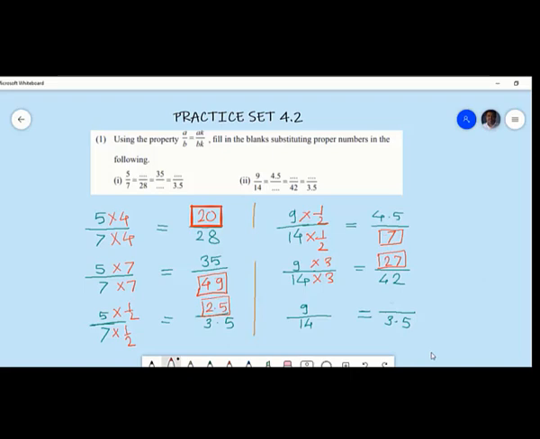Then 9 upon 14 is equal to dash dash upon 3.5. Which number is multiplied by 14 to get 3.5? 3.5 double is 7 and also next time 7. So 1 upon 4. 14 into 1 upon 4 gets the answer 3.5. So 1 upon 4 is multiplied by 9. 9 into 1 upon 4 is 9 upon 4, 2 2s are 4, 2 and 1 upon 4, 2.25. Correct answer is 2.25.